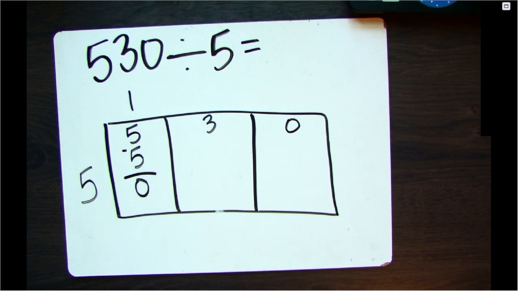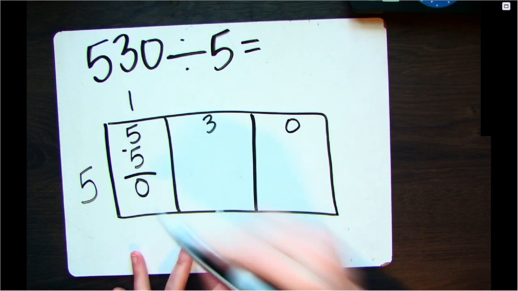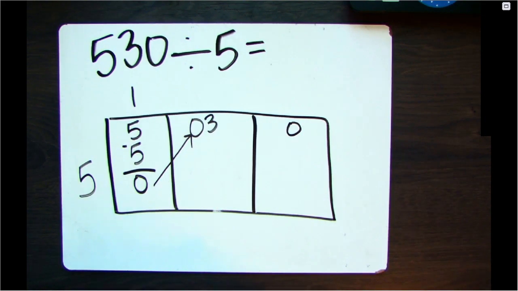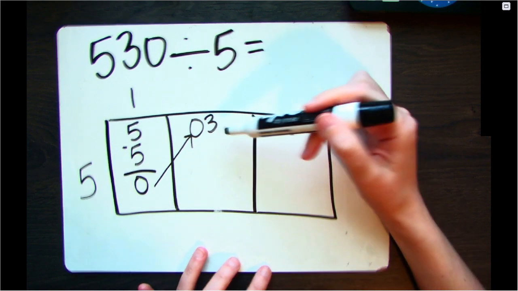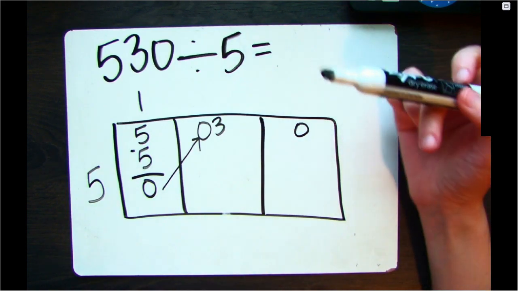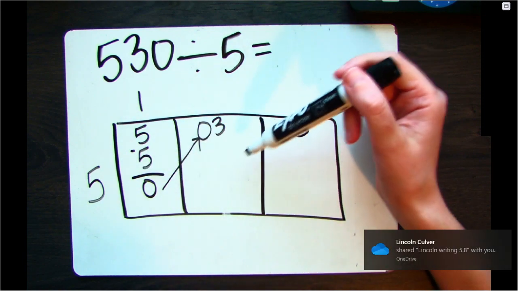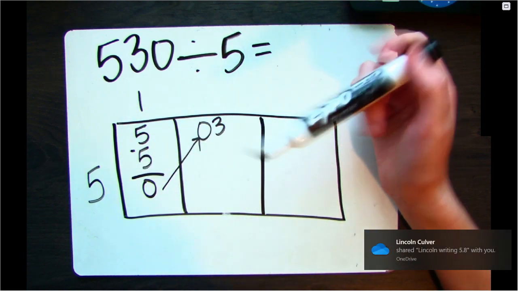There is nothing there. If I wanted to follow the same rules just so I don't get confused, you could bring that 0 over here and do it that way, but you don't need to because it doesn't change the value of this 3. It's still a 3. So now I'm going to ask myself, what times 5 equals 3? And there's nothing that equals 3.